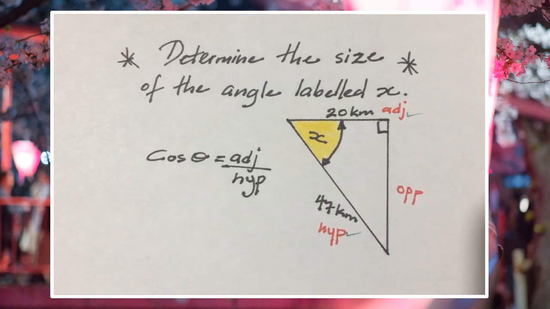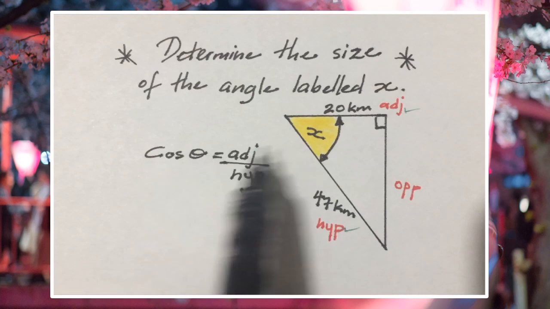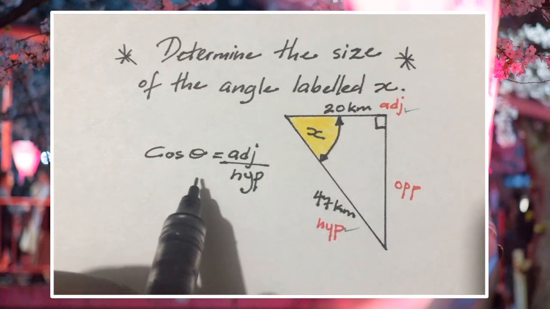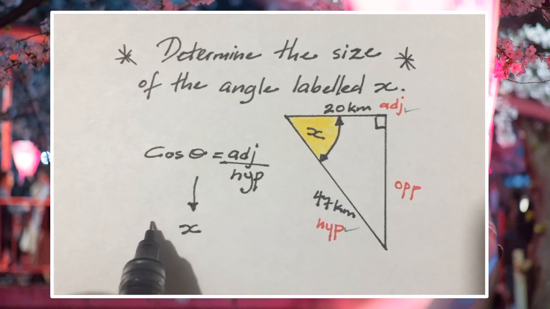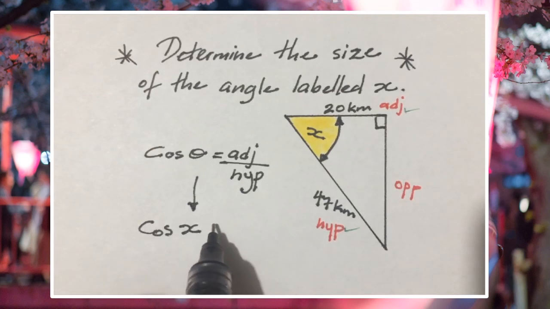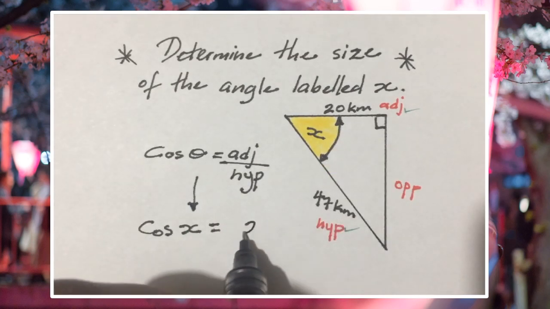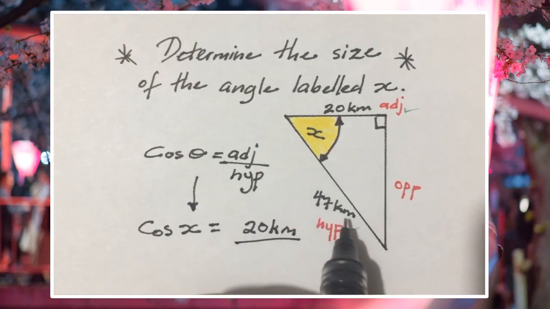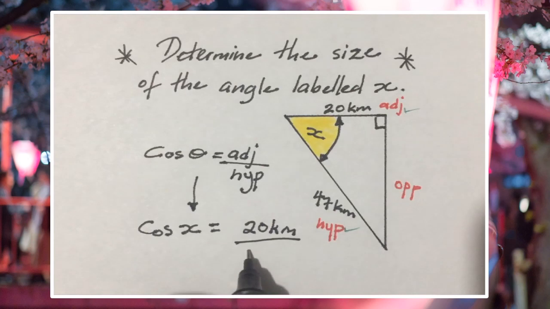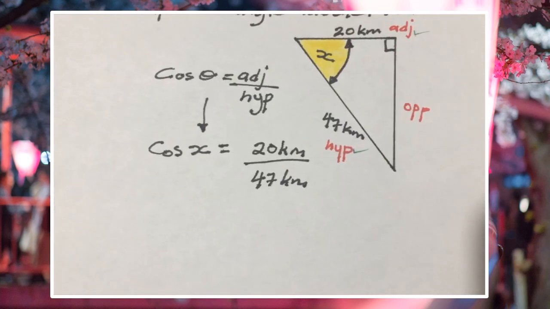Great. So now it's easy substitution from here. What is the angle that we're interested in? X. So I'm going to replace theta with x. And remember, we're taking cosine of that. Equal. The adjacent was 20, and that's kilometers. And the hypotenuse was 47, and that's kilometers.